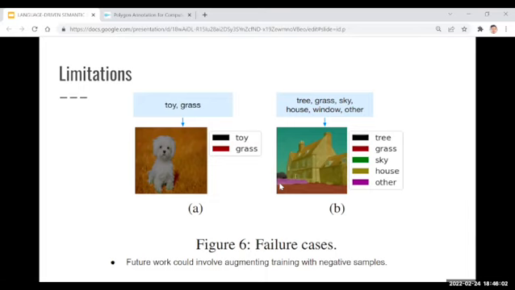So the future work could involve dealing with negative samples as well, because for this language segmentation model, they haven't yet used the negative samples.